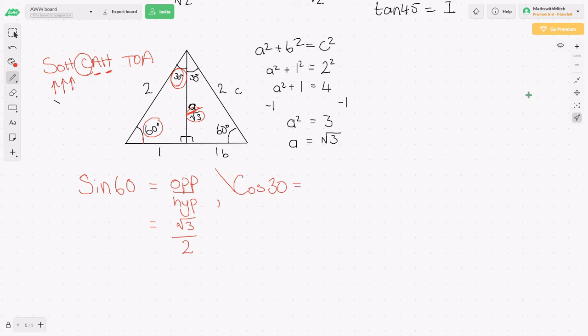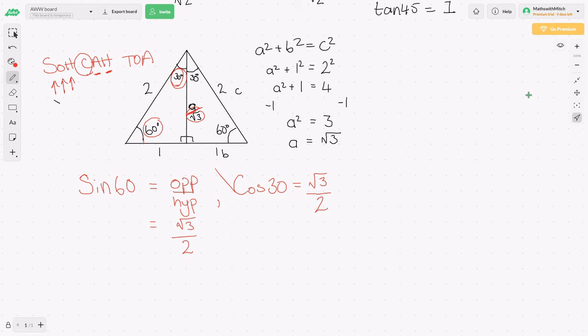We said adjacent is the root 3 that we've worked out, divided by hypotenuse, which is 2. So here we can now look at this triangle, say sine 60, opposite over hypotenuse, that's root 3 over 2. But we can also say cos 30 is root 3 over 2. So they're the same value because you're actually talking geometrically about the same length, therefore the same ratio.